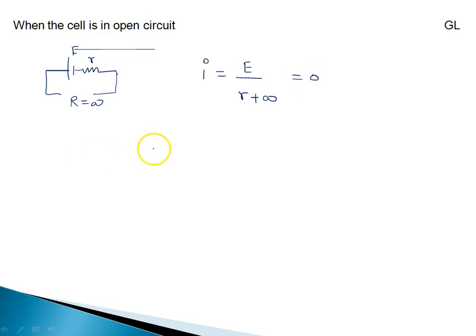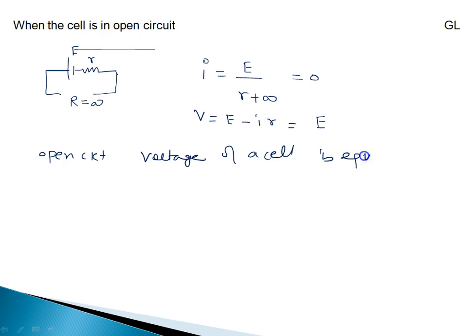Then what is the voltage in this situation? I think all of you know the open circuit voltage is equal to the EMF. If I apply the formula V equals E minus IR, when I tends to 0, V equals E. So it is a very important situation. I have discussed it earlier also, but I am discussing it again so you can strengthen it. Open circuit voltage of a cell is equal to its EMF.